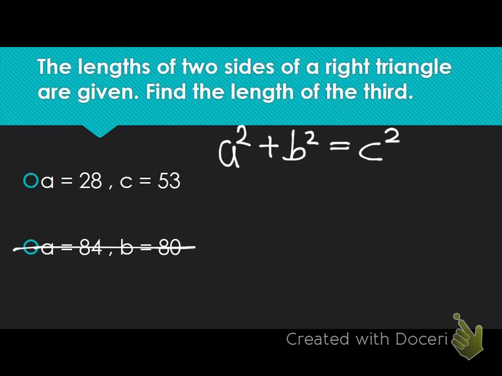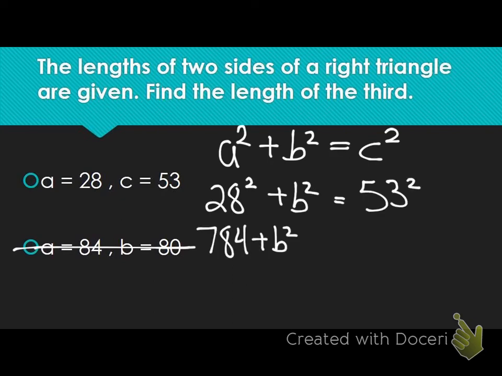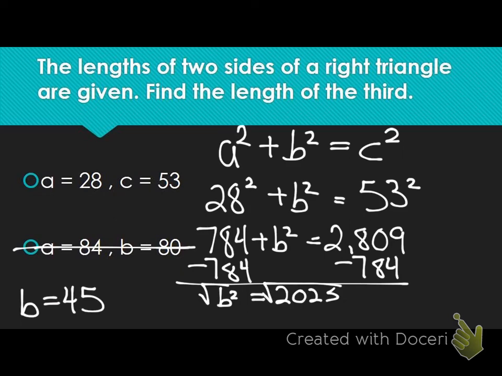Okay, a squared plus b squared equals c squared. I make my substitutions. I subtract. And then I take the square root. Who got 45? Very good. Pythagorean Theorem. It is not positive negative because it's a measurement. Because it's a triangle, measurements can't be negative. That's the only reason. All right, now let's do distance and midpoint, and we'll be done.